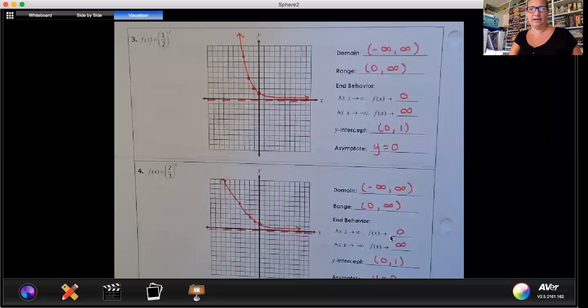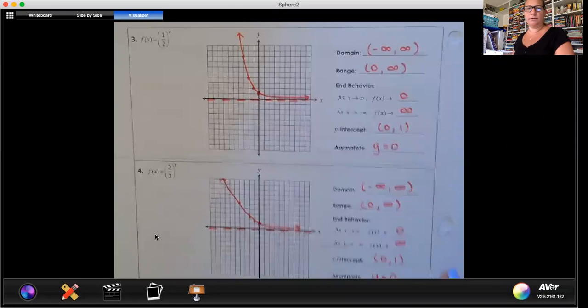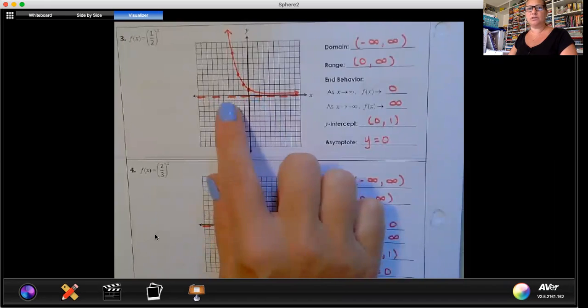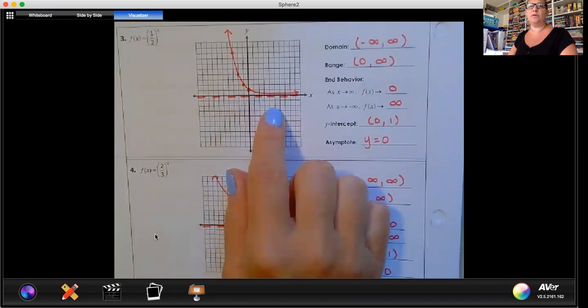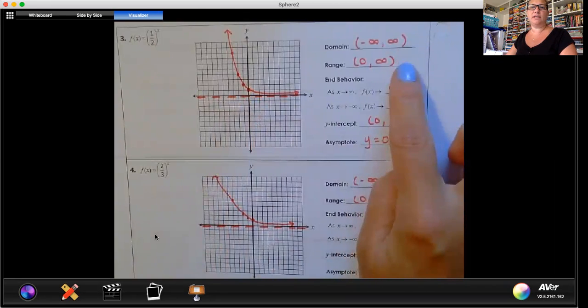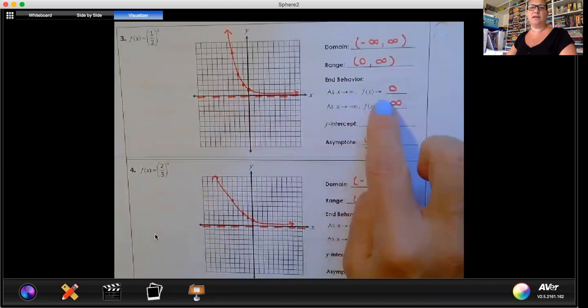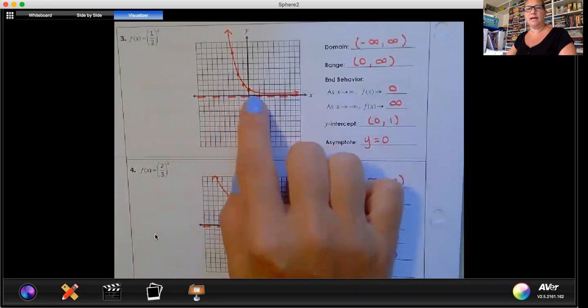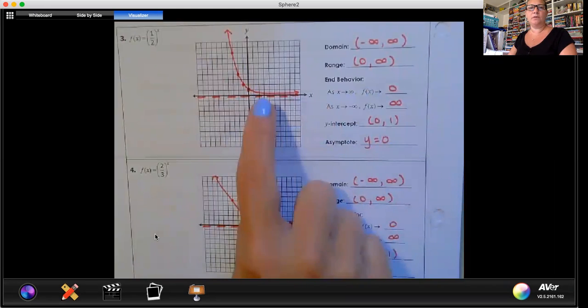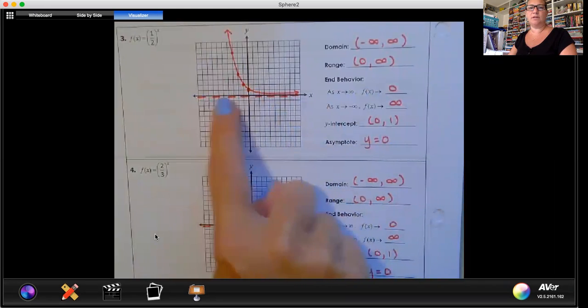All right, guys, welcome back. Let's see what you guys got for some of your answers. Mark your questions where you have them. Notice how clear the asymptote is on the graph. Make sure yours stands out as well. For number 3, domain, negative infinity to infinity, range 0 to infinity. As x approaches infinity, f of x approaches 0. And as x approaches negative infinity, f of x approaches infinity. Y-intercept at 0, 1, asymptote at y equals 0.